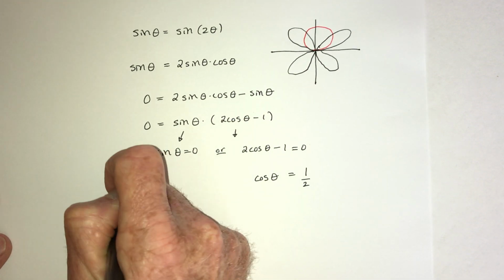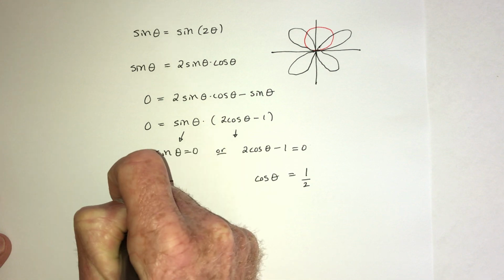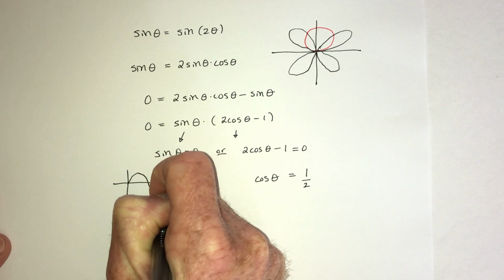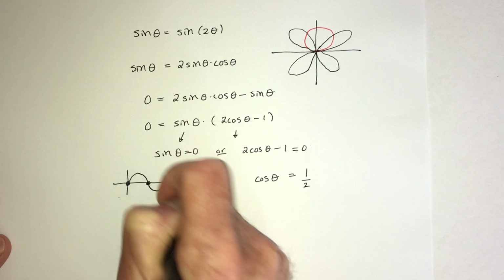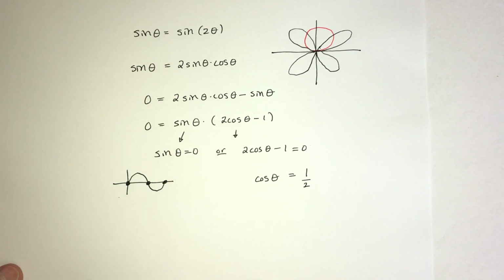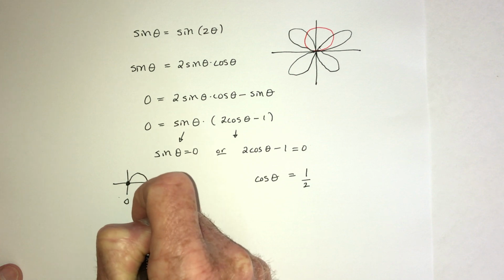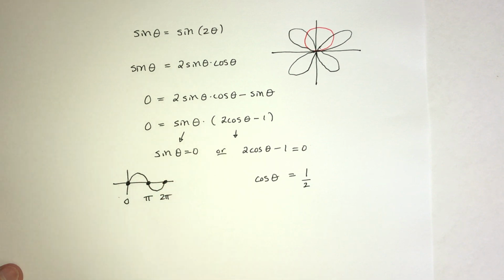So this one says, when does sine equal 0? And if you look at the sine graph, there's going to be these 3 places where sine is equal to 0. That would be 0 and pi and 2 pi. All right, so there's 3 answers.